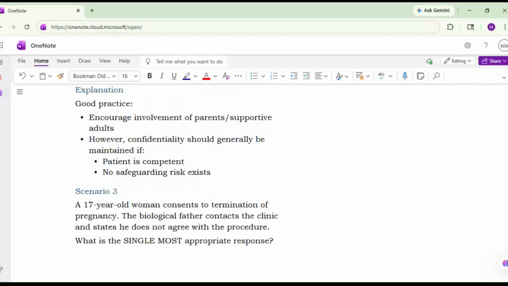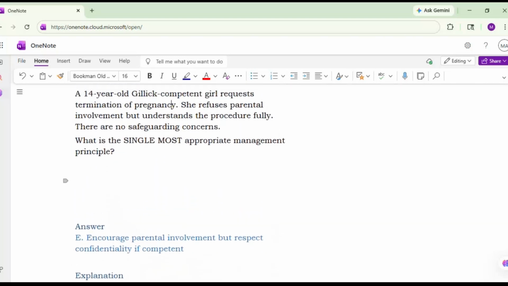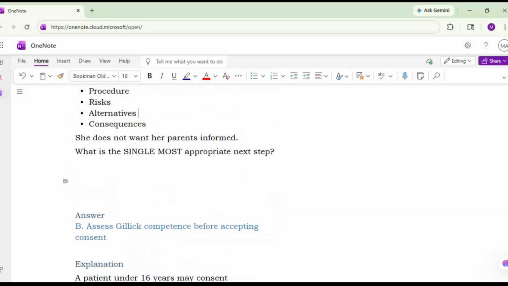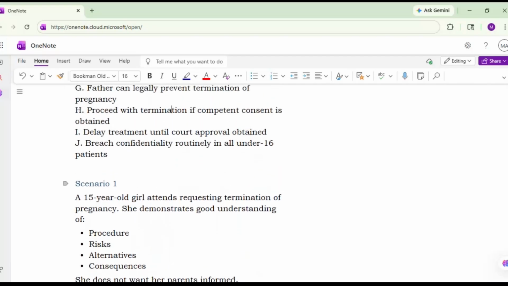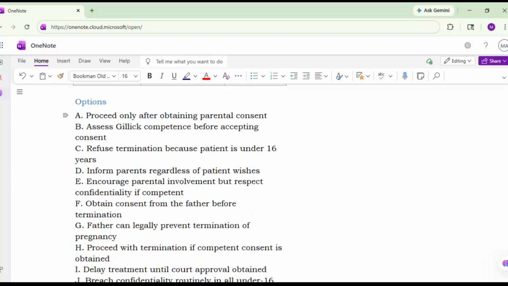Next. A 17-year-old woman consents to termination of pregnancy. The biological father contacts the clinic and states he does not agree with the procedure. What is the single most appropriate response? In this case, I think there is no role for the father. I think it is G. No, not G, it should be H. Proceed with the termination if competent consent is obtained. Okay, let's proceed with termination.